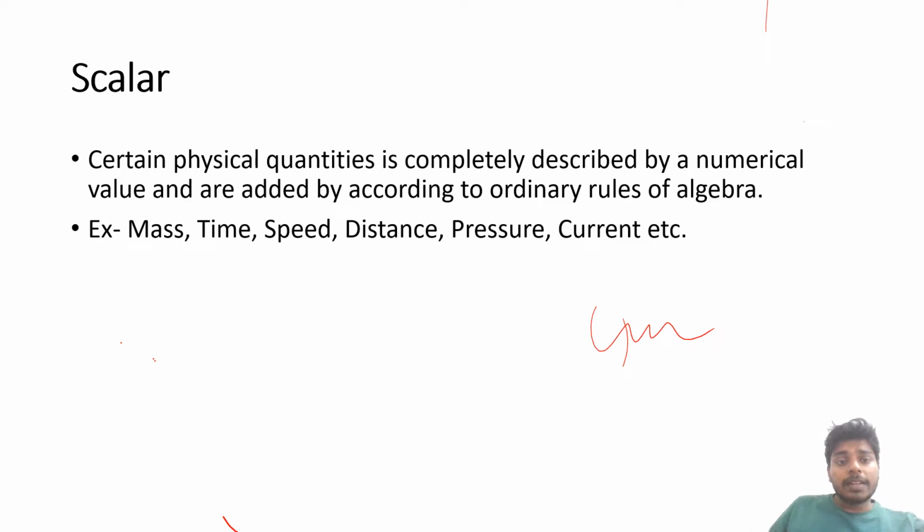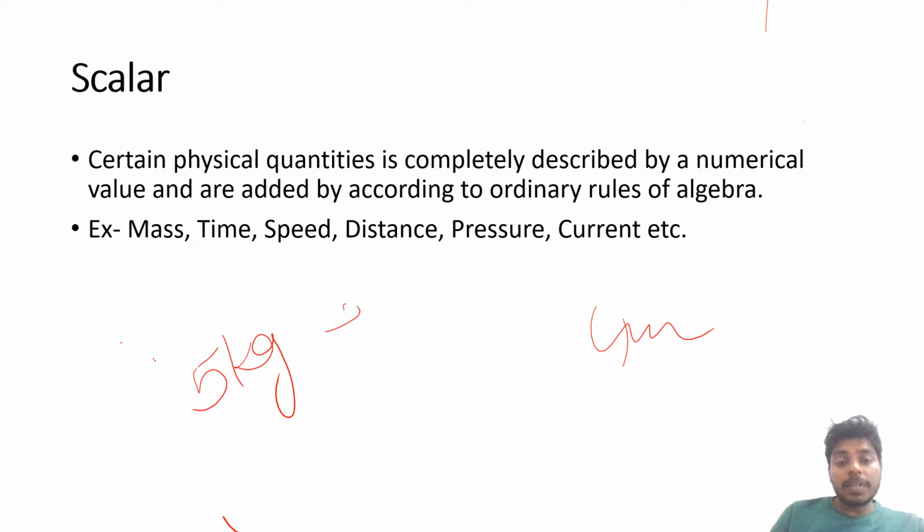So the scalar is simply the physical quantity which only requires magnitude. Magnitude means numerical value, to be completely described. And according to the ordinary rules of algebra, the summation, addition of scalars is simple, as we have been doing since childhood. Algebraic addition that we follow.